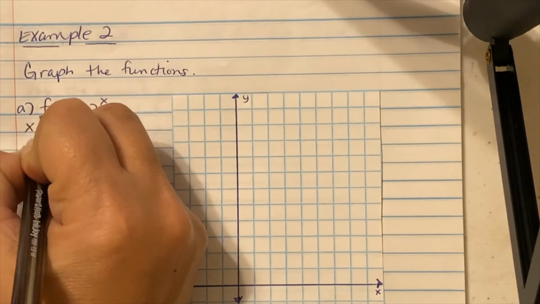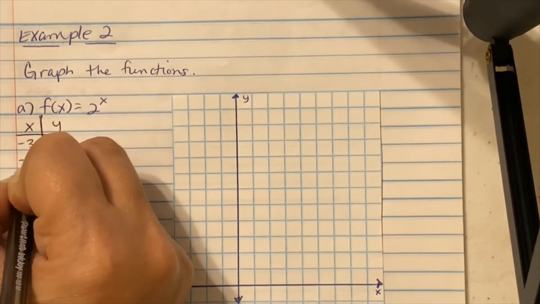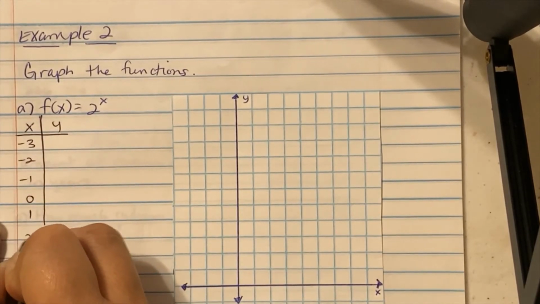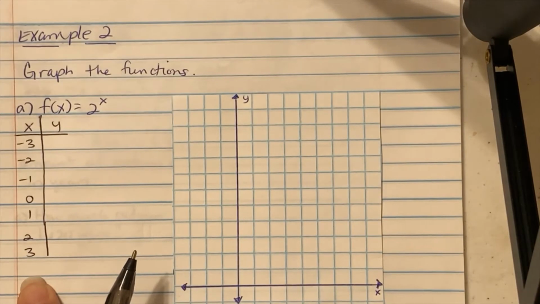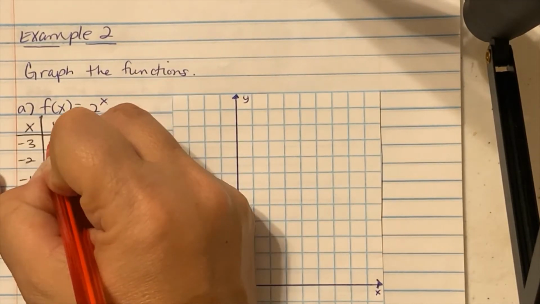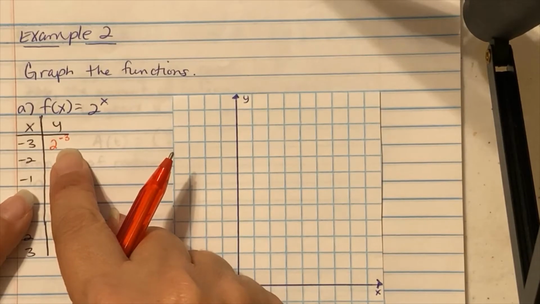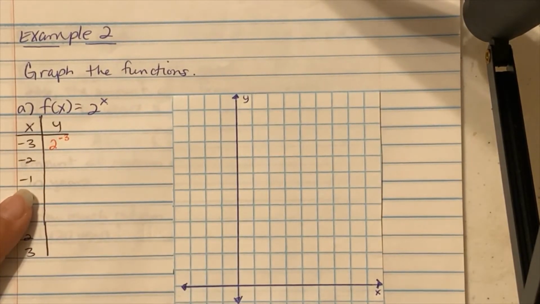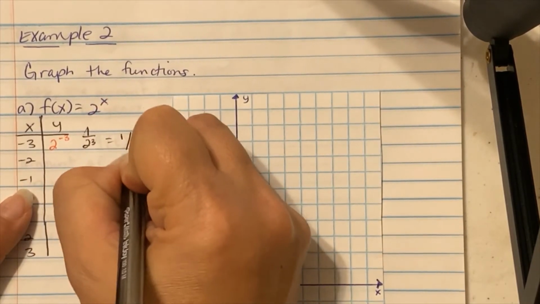So you do your t-chart: -3, -2, -1, 0, 1, 2, 3. Not necessarily will you always have to do these. I'm just giving you a boundary so you can see what's going to happen. So we're plugging in -3 here. So it's 2 to the -3 power. Remember the rule, you're not allowed to have negative exponents, so you make it a reflection of it. So this is actually 1 over 2 to the 3rd power, which makes it 1/8.